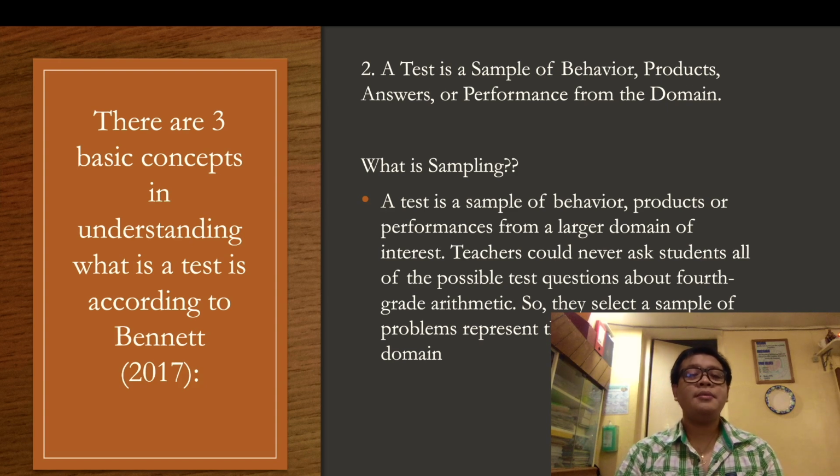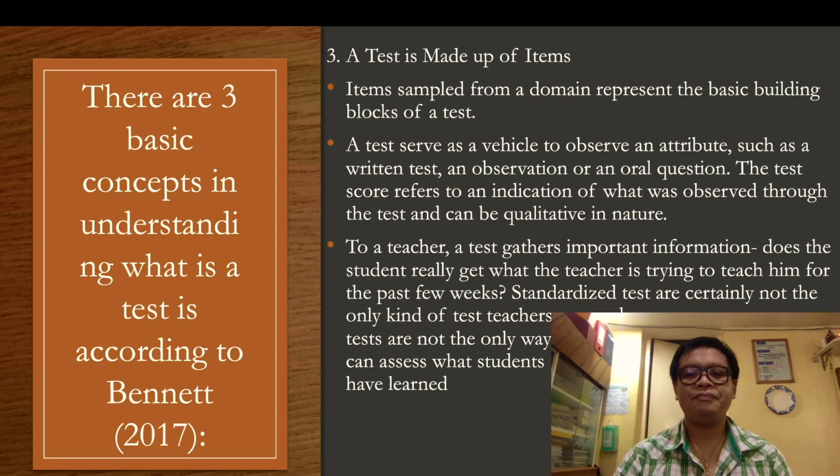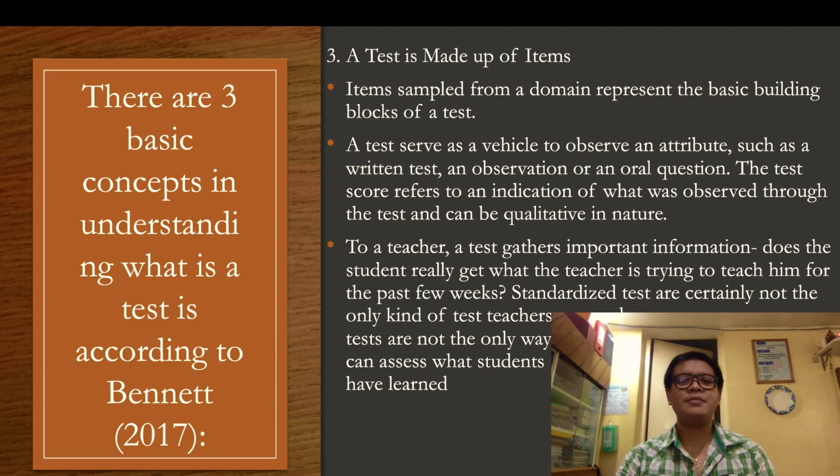The second one is that a test is a sample of behavior, product, answers, or performance from a domain. What is sampling? A test is a sample of behavior, product, or performance from a larger domain of interest, and teachers could never ask students all the possible test questions about, say, fourth grade arithmetic in mathematics. So they select a sample of problems which represents the important parts of the domain. A test is made up of items, so items are sampled from a domain, and they are the basic building block of a test.